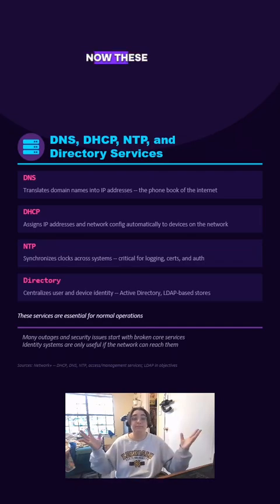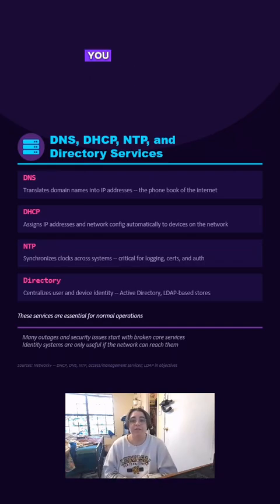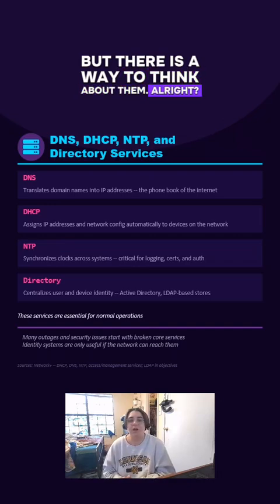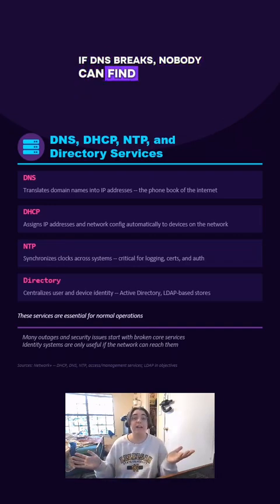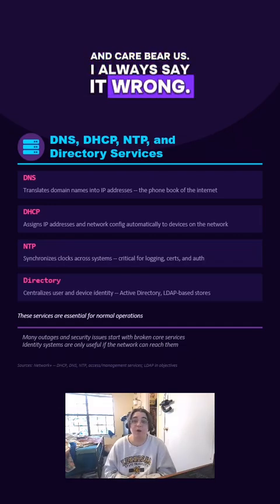Now, these are the services that make a network function today. You see what each one does on the slide, but there is a way to think about them. If DNS breaks, nobody can find anything by name. If DHCP breaks, new devices cannot join. If NTP drifts, your timestamps are wrong, your certificates may fail, and Kerberos, I always say it wrong.